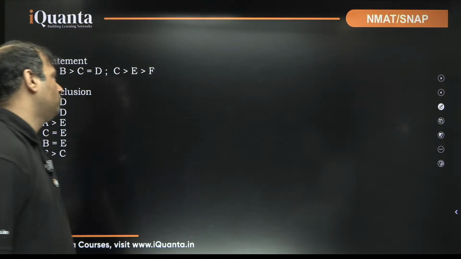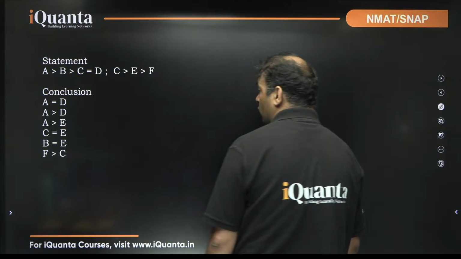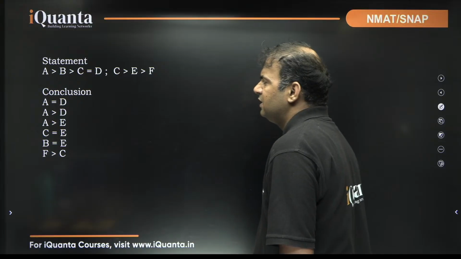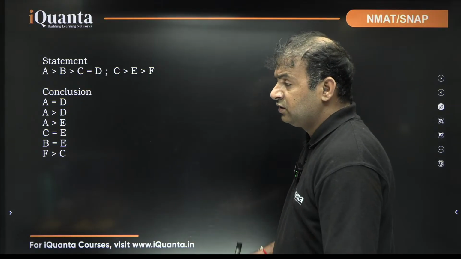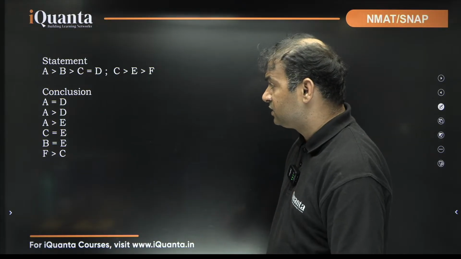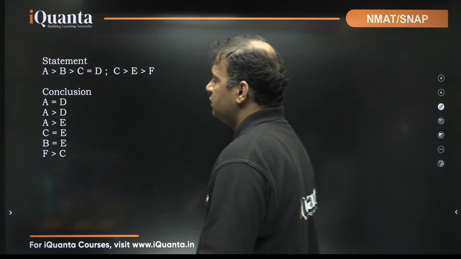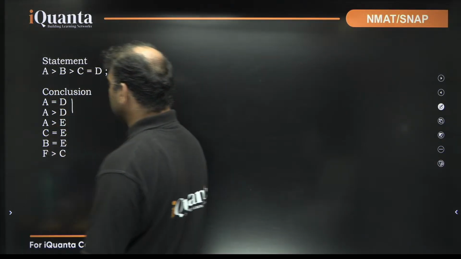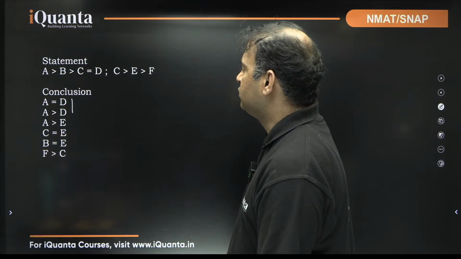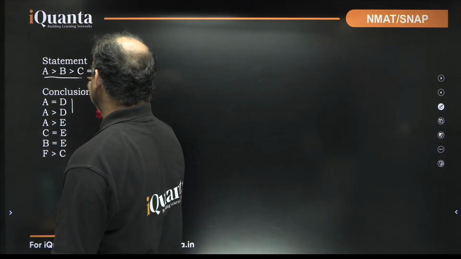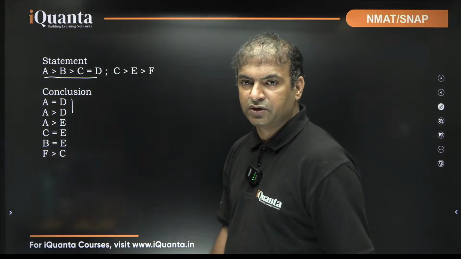Okay, let's read the conclusions, and then we'll see where we have to combine the statements, and which symbols we have to connect. We'll see that later on. First, let's read all the conclusions one by one. So guys, look at the first 2 conclusions. They are about the relation of A and D, right? So A and D you can define with only statement number 1. You don't need to check statement number 2.